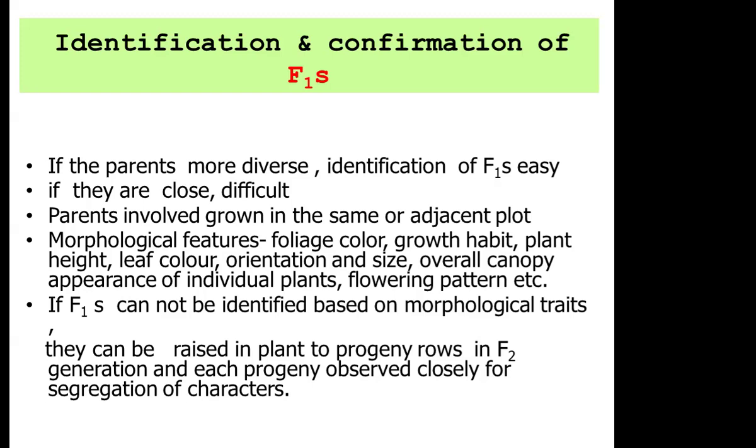If we cannot identify the F1s between closely related parents, what we can do is grow each separately, assuming that each is an F1, and plant progeny rows to raise the F2. And if there is segregation for the characters that we are targeting, then we can select in those F1 progeny lines only in F2. Otherwise, reject. Next slide.